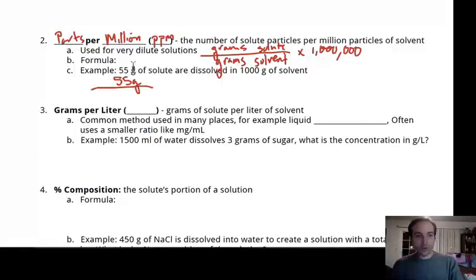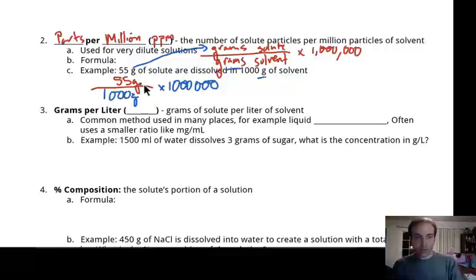Now notice my units work fine here, meaning they gave me grams. I need grams to plug it in. They also gave me grams of solvent. I need grams of solvent to plug it in. So I can plug these directly in because they have the right units. They're both in grams. So on the bottom I'm going to plug in that 1,000 grams, and then I need to multiply it times a million.